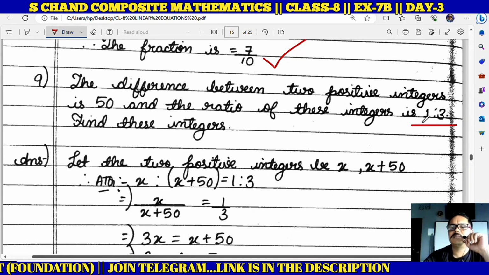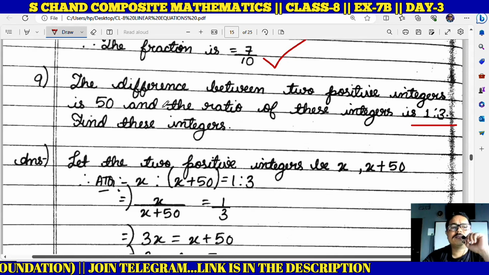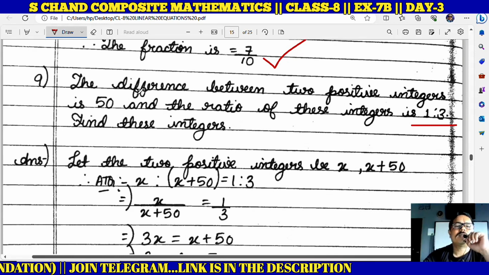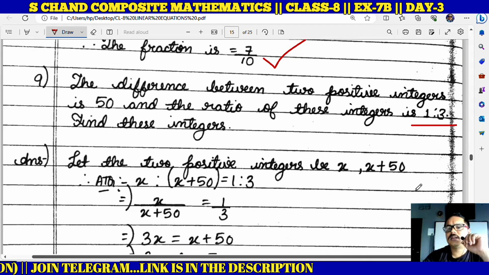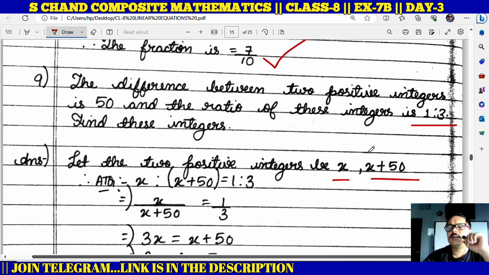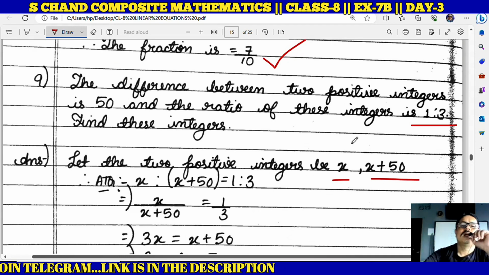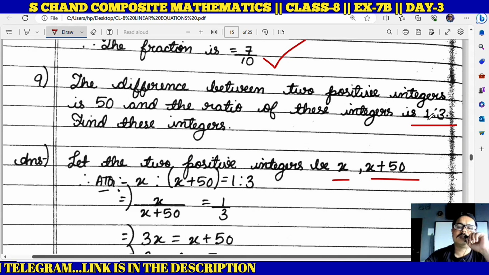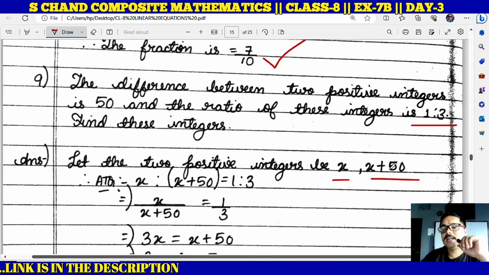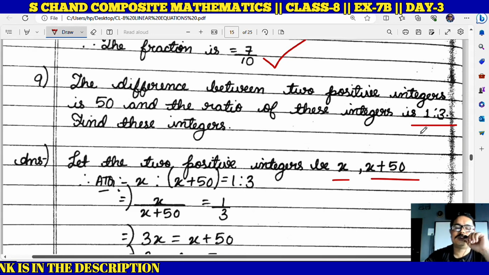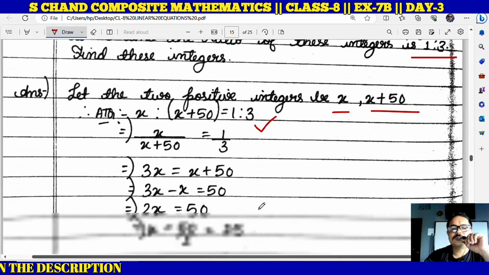Either you let the integers be x and 3x, and according to that you frame the equation, or you can assume this also: the difference between the two positive integers is 50. That means one number x and another number x plus 50. You can even let x and x minus 50, this is up to you. And the ratio of these integers is 1:3, but you have to keep in mind that if you are assuming x and x plus 50, then only the ratio will be 1:3. If you are assuming x and x minus 50, then you have to change your equation accordingly. So x is to x plus 50 is 1:3, and solve the equation.